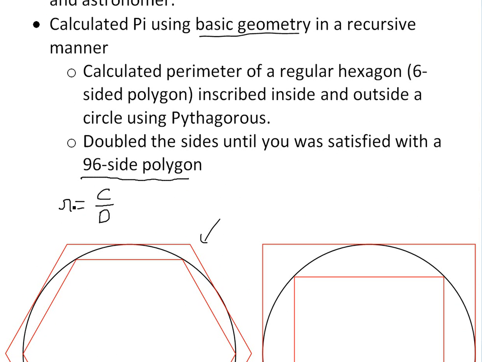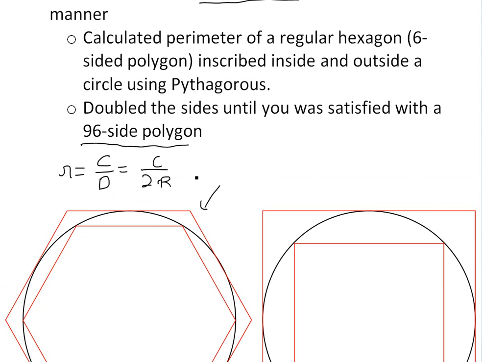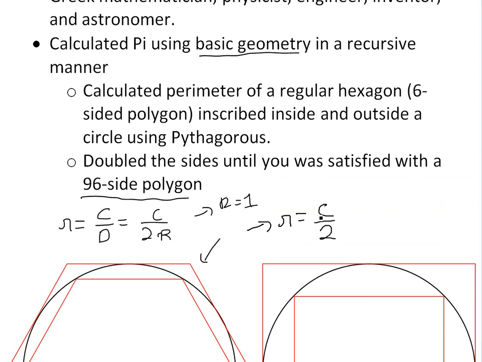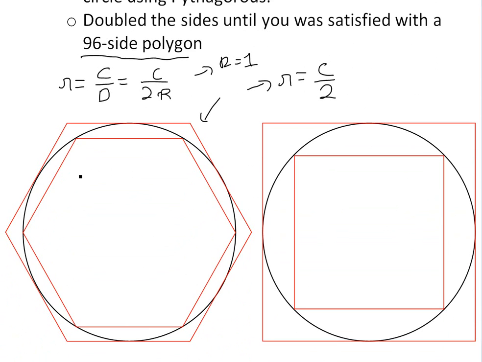I'll show another proof of why this is true actually, but besides, you could just look at it and it usually is true. So if you let the diameter equal 2 times r, and then he drew a circle whose radius r is equal to 1, this is just what he did with his method. Then pi is equal to the circumference divided by 2 times r, which is 1. So it's just the circumference divided by 2.